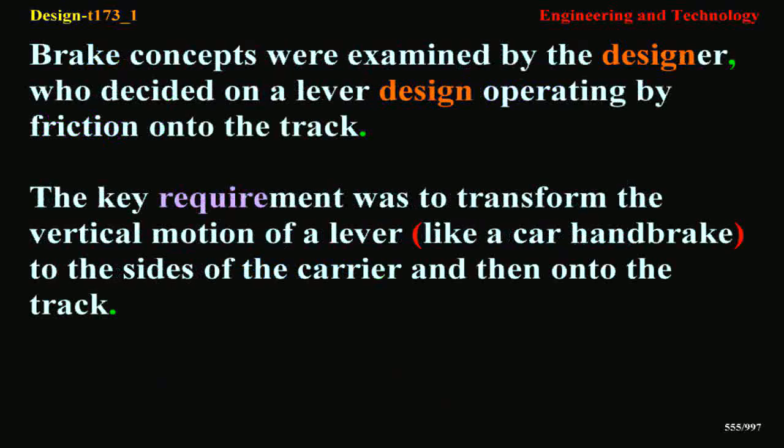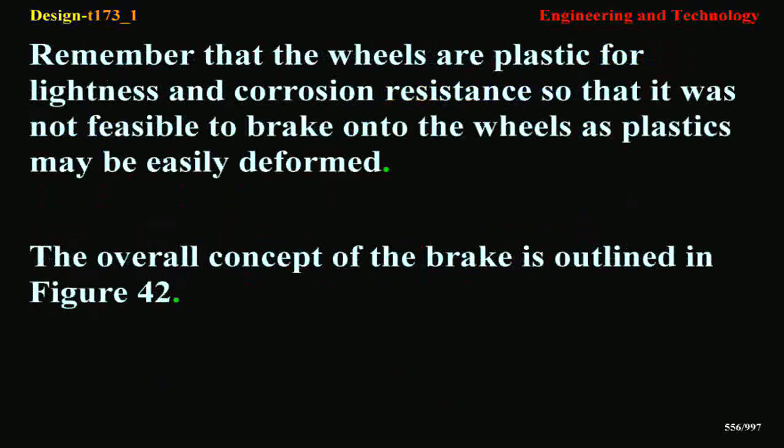Brake concepts were examined by the designer, who decided on a lever design operating by friction onto the track. The key requirement was to transform the vertical motion of a lever like a car handbrake to the sides of the carrier and then onto the track. Remember that the wheels are plastic for lightness and corrosion resistance, so it was not feasible to brake onto the wheels as plastics may be easily deformed. The overall concept of the brake is outlined in Figure 42.